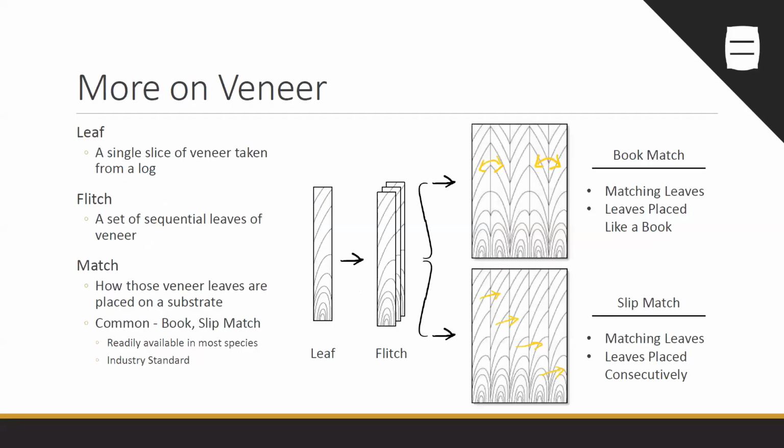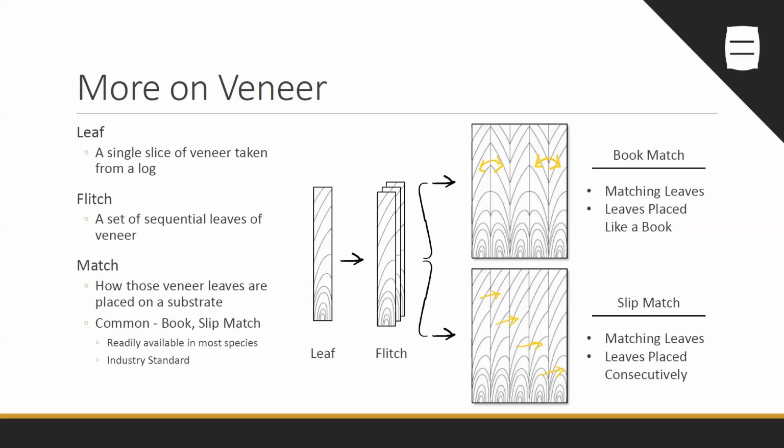And let's talk a little bit more about veneer and some of the common veneer terminology. So first we have a veneer leaf. If you remember that image that we showed a couple slides ago, all of those thin slices of wood, each one of those is going to be a veneer leaf. A flitch is a set of sequential leaves of a veneer.